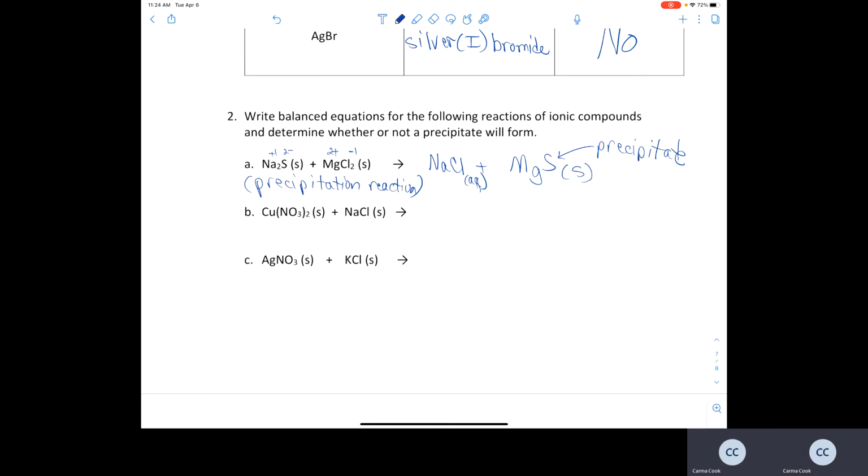The next one, copper nitrate, reacting with NaCl. They're going to switch partners. And in this, you see the nitrate polyatomic ion has a -1 charge. There's 2 of them, so total -2. So copper has to have a +2 charge to balance out the -2. So we're dealing with copper 2. Copper is going to get a new partner, the chloride ion. So we've got to have 2 chloride ions to balance the +2.